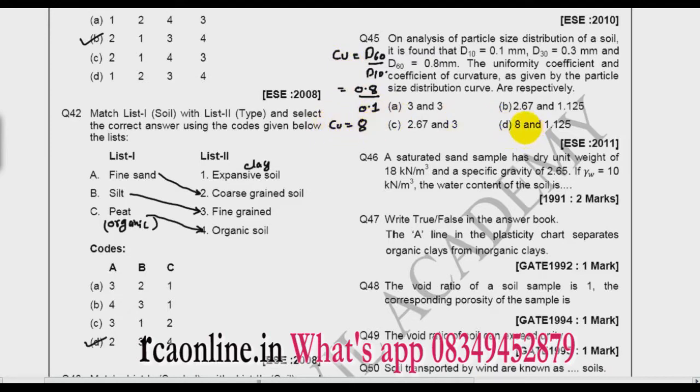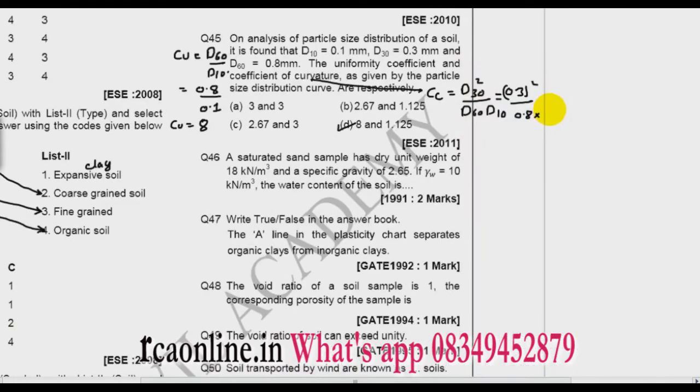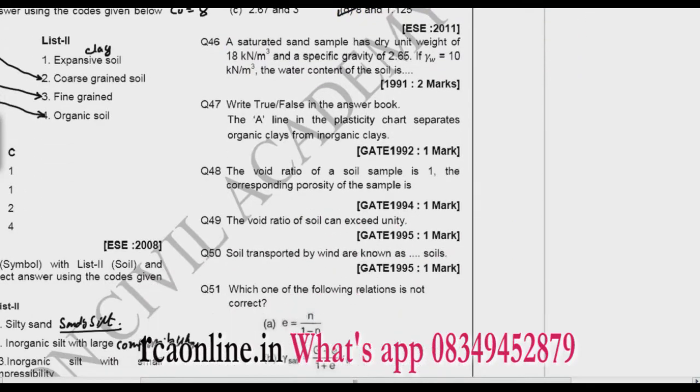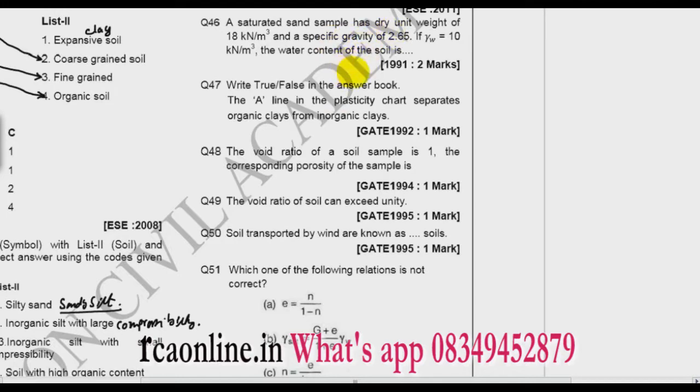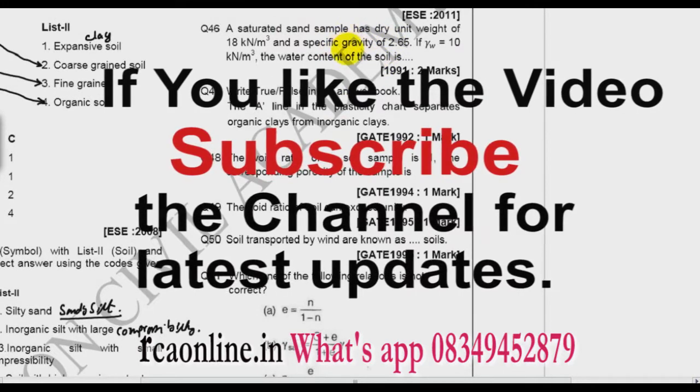Now there is no need to check CC, but I will give you the solution. You can straight away say that D is the right answer. Now let us check for what is CC? Coefficient of curvature. So what is its formula? D30 square over D60 D10. Put the values: 0.3 square divided by D60 which is 0.8 multiplied by D10 which is 0.1. If you solve it you will get 1.125. So D is the correct answer. Around 20 years or so of GATE questions for this and we will analyze this. So it is a very good question.